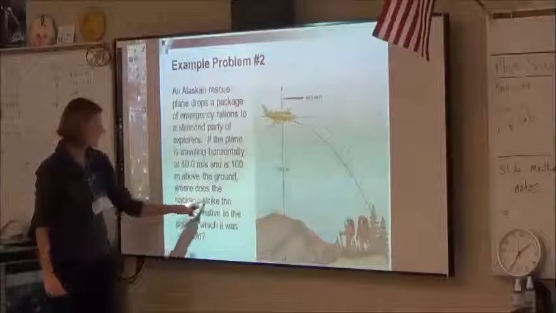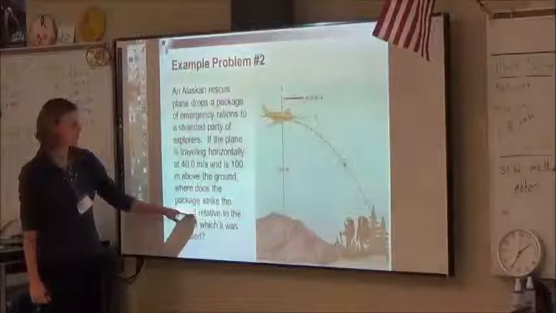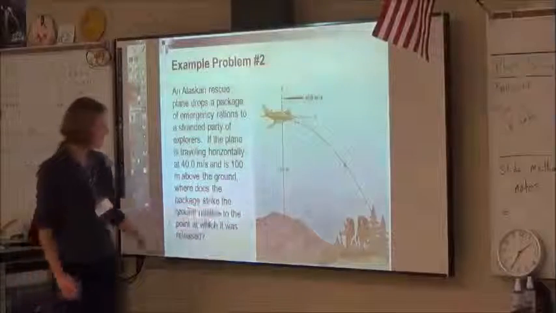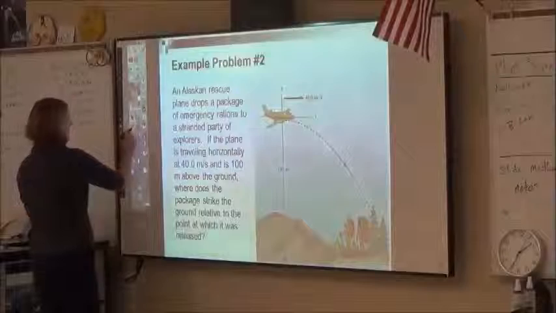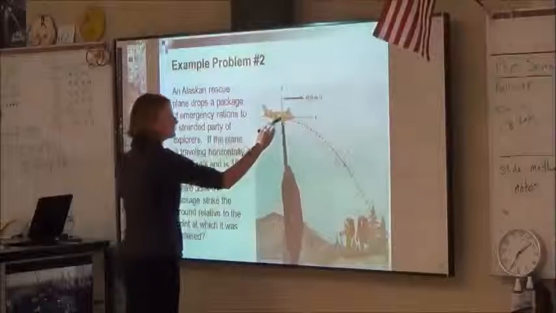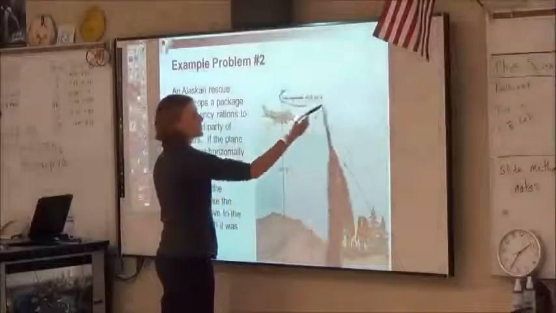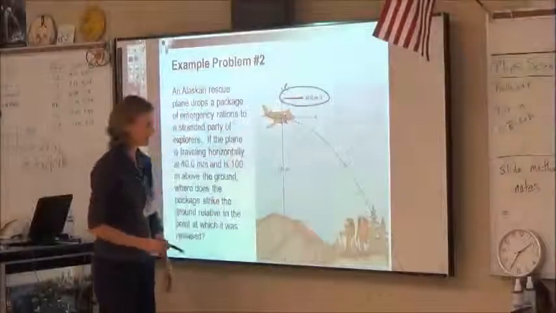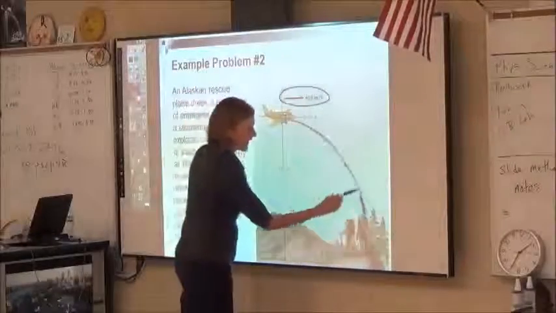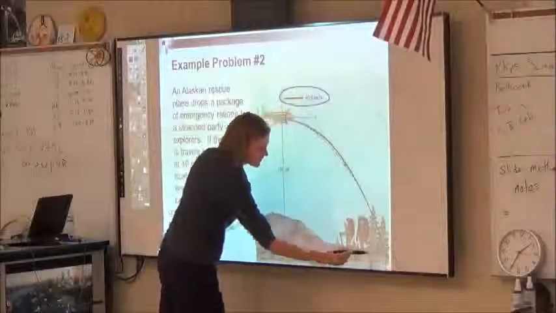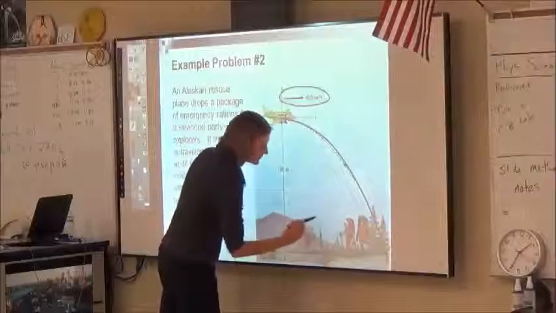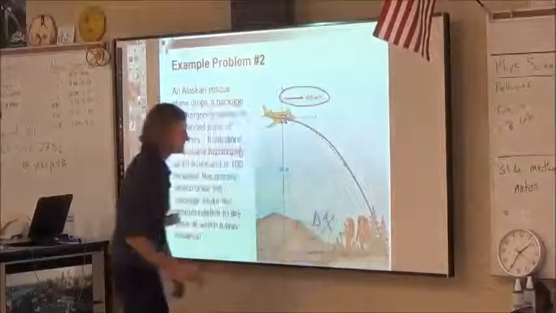Where does the package strike the ground? This is a horizontal question relative to the point at which it was released. If it's released here, it obviously doesn't fall straight down if it was originally in the plane moving at 40 meters per second. It's going to have this sort of half trajectory. So this whole distance here is what we're looking for.